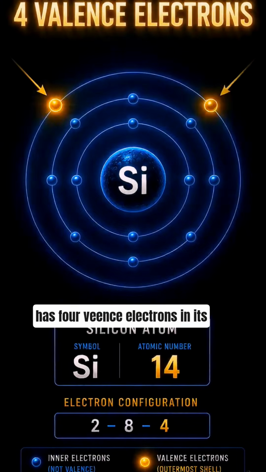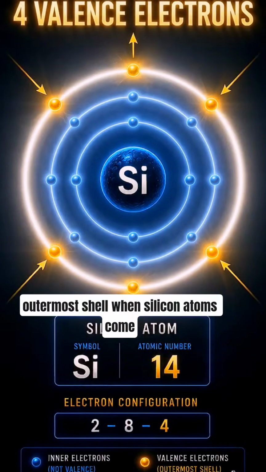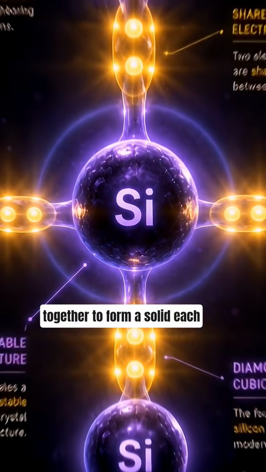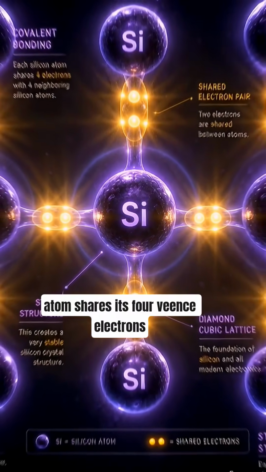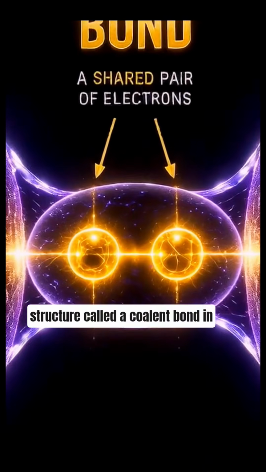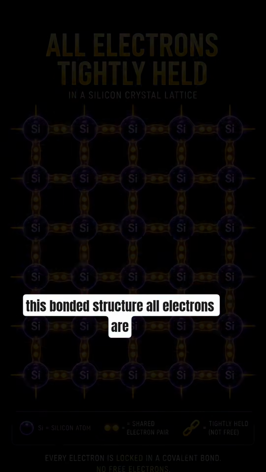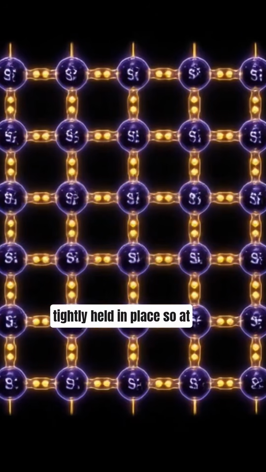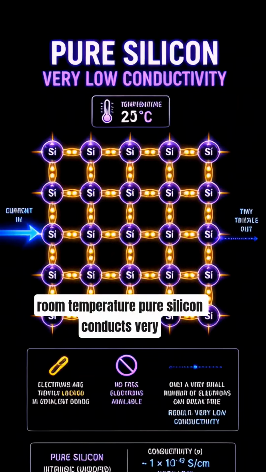Silicon has 4 valence electrons in its outermost shell. When silicon atoms come together to form a solid, each atom shares its 4 valence electrons with 4 neighboring atoms. This sharing creates a very strong and stable structure called a covalent bond. In this bonded structure, all electrons are tightly held in place. So at room temperature, pure silicon conducts very little electricity.